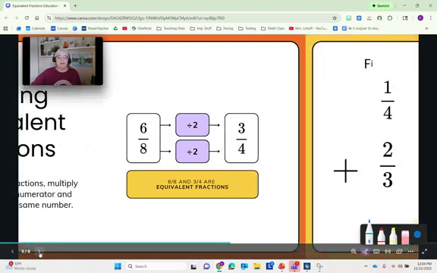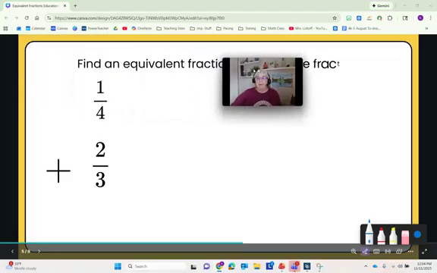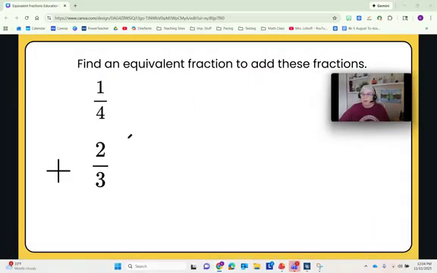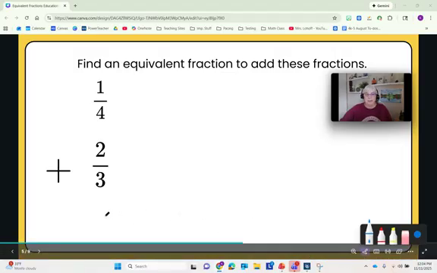Let's work on some specific examples. I want you to grab something to write with so that you can practice along with me. So go ahead and pause the video here, get a sheet of paper or a whiteboard, and write this out to work with me. We have 1/4 plus 2/3.